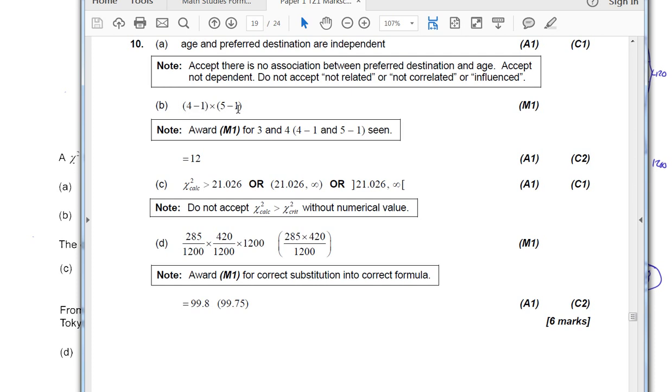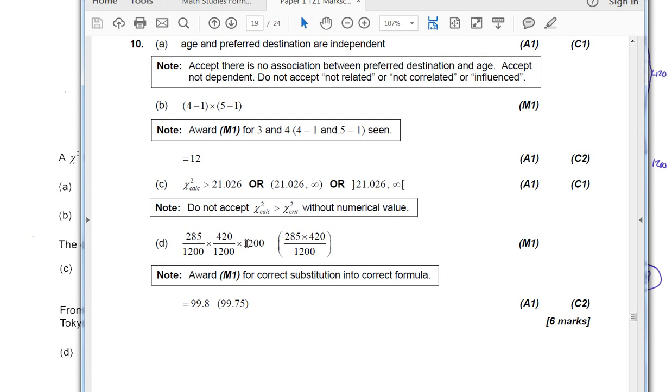There's our 4 times 1 times 4 minus 1 times 5 minus 1, which was 12, which is what we got. Okay, so we've got our points for that. Chi-squared calc is greater than 21.026 is our rejection inequality. Do not accept chi-squared calc is greater than chi-squared critical value, because they actually gave you the critical value without the numerical value. So we had that, so we're good. Okay. And then here's our 285.